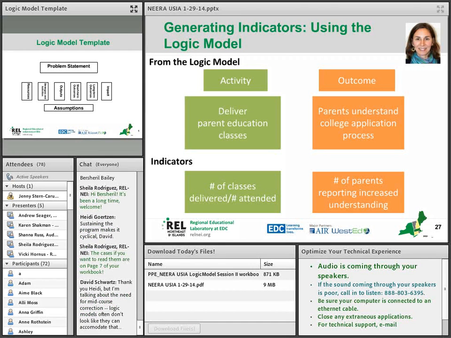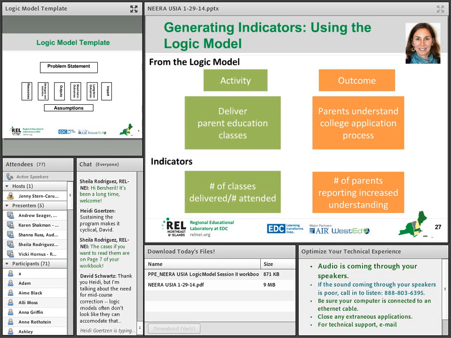Whereas if you have an outcome in that logic model of increasing parental understanding of the college application process, then you would want a tangible, measurable way of observing an increase in parent understanding. So when you move from that outcome to the indicator, it's perhaps the number of parents reporting increased understanding on a parent survey, or in a focus group with parents at the end of the sessions, they might articulate an increased understanding. And these would serve as indicators related to that desired outcome of increasing parent understanding.